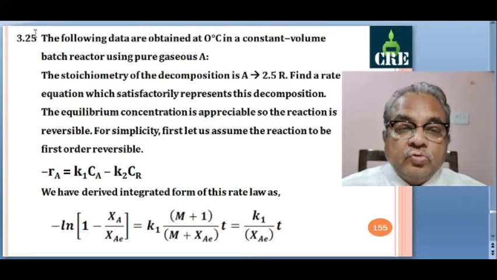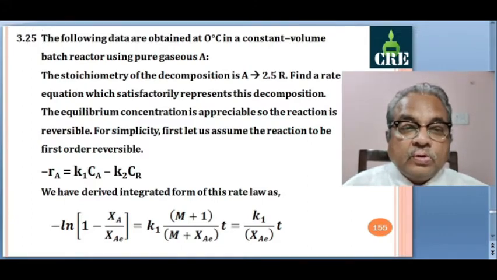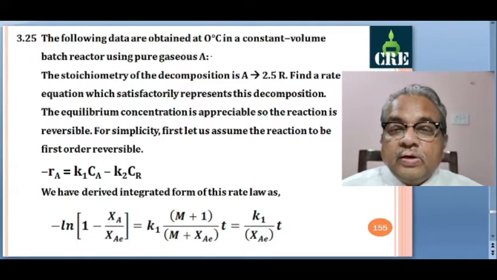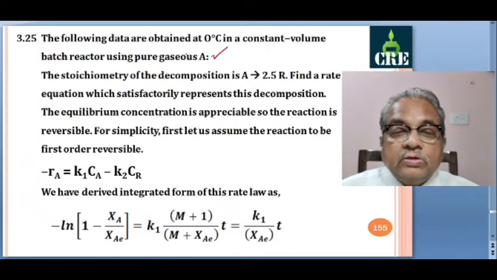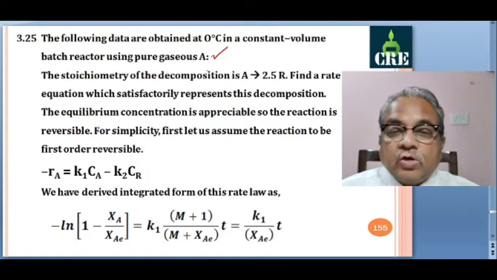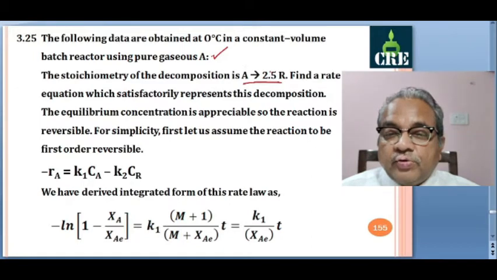We'll continue with problem solving 3.25 from the exercise. The following data are obtained at 0 degrees Celsius in a constant volume batch reactor using pure gaseous A. So it is a gas phase reaction, A is pure, in a constant volume batch reactor. Stoichiometry is A giving you 2.5 R, so 1 mole giving you 2.5.